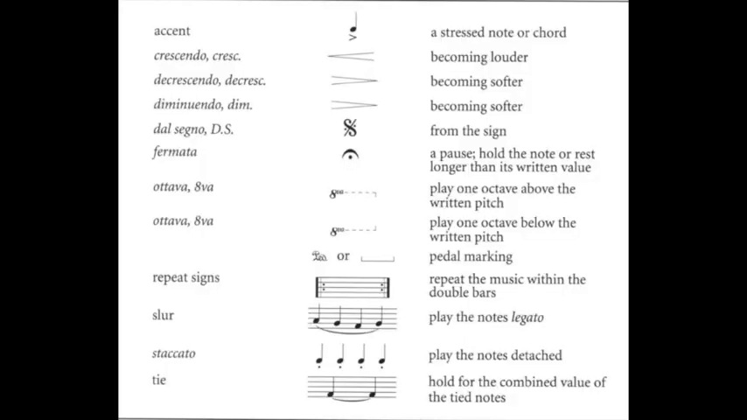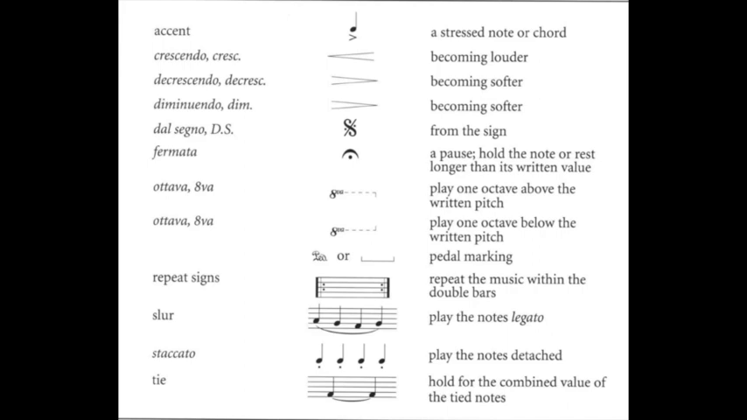Here on page 48, we learn some new symbols and word meanings. There's accent, which is a stress note or chord. It sort of looks like a little greater than or less than symbol. We have a crescendo, which is a long less than symbol. It means becoming louder. There's a decrescendo or diminuendo, which is a long greater than symbol. It means becoming softer.